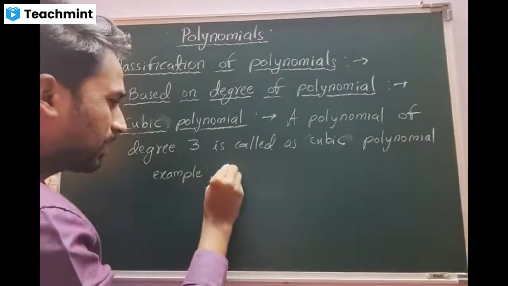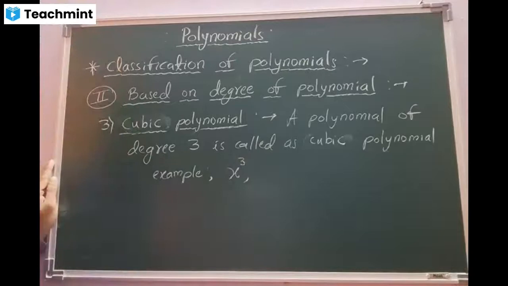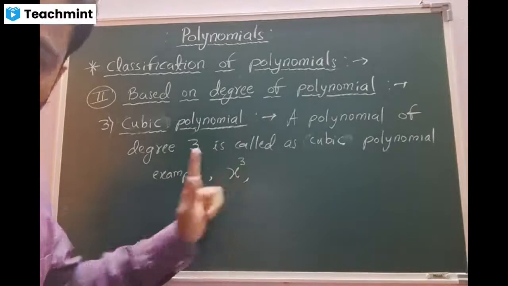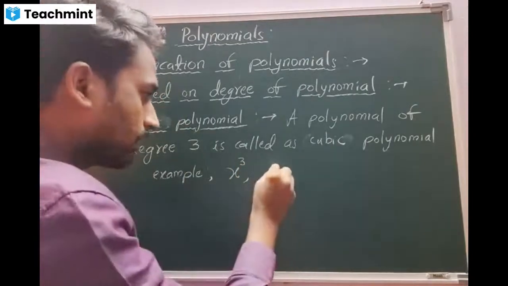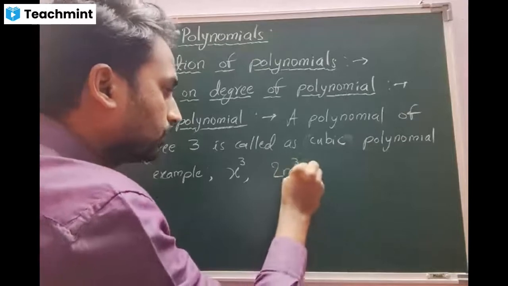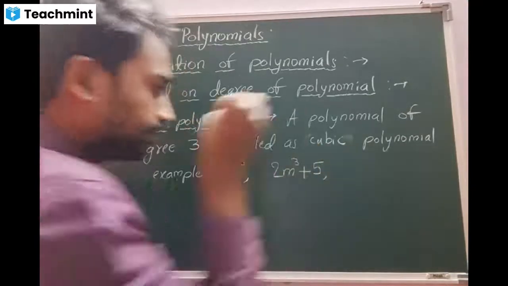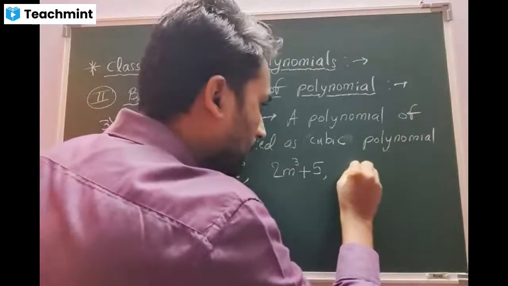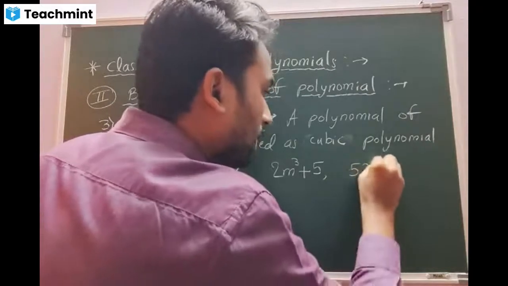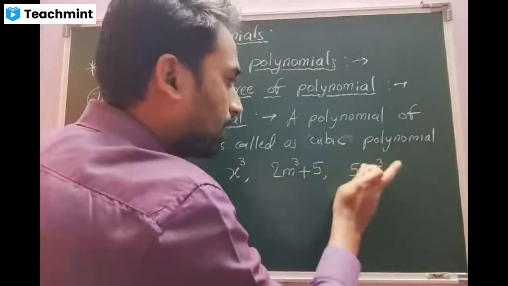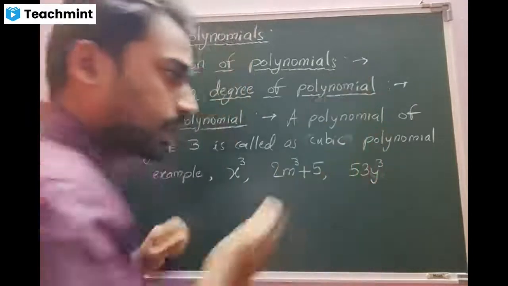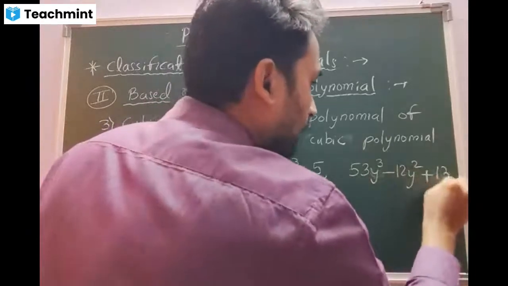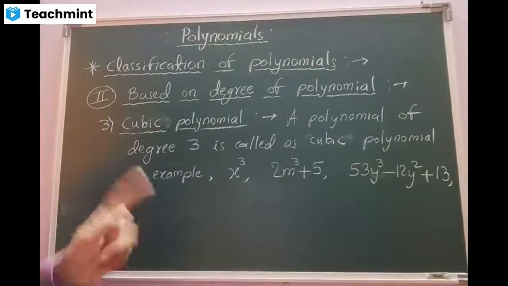Let me write one simple example. x to the power 3. It is a polynomial wherein only one variable is there with the highest power 3. Okay, beta? Then 2m cube plus 5. This is the second example. Let me go to one more example. Better, I'll take a different variable, y. I'll take y cube minus 12y square plus 13.